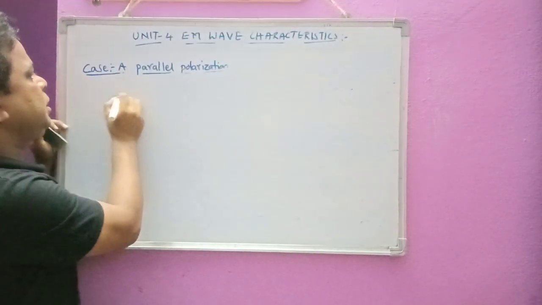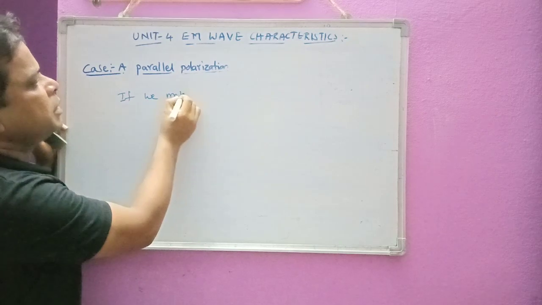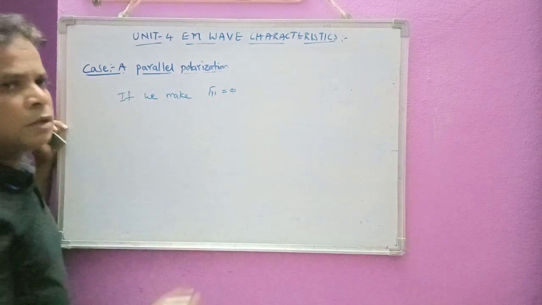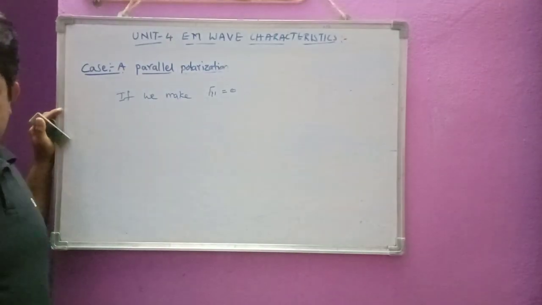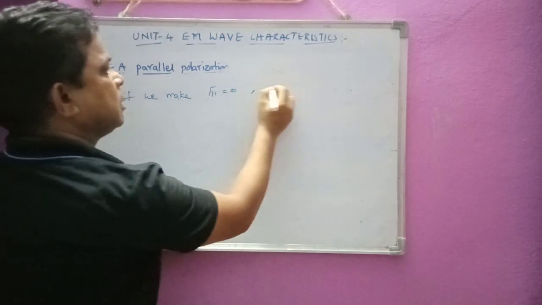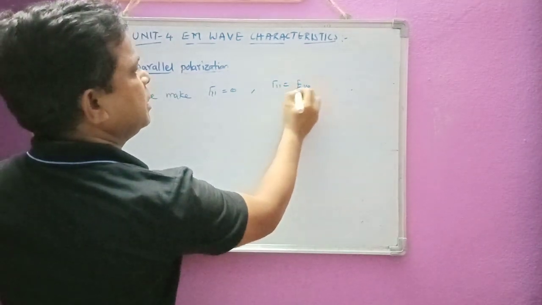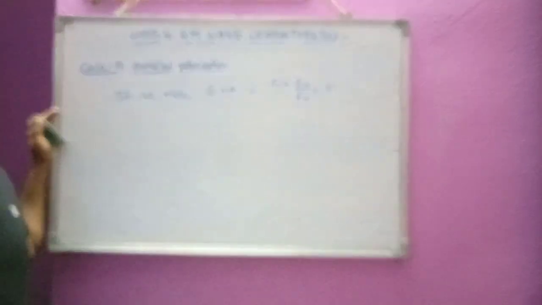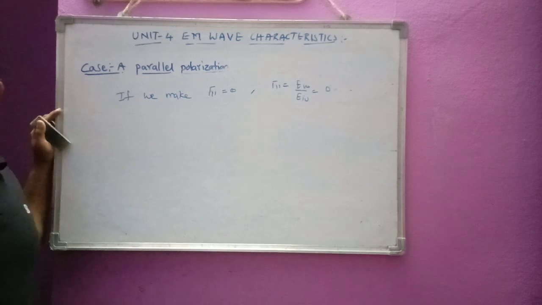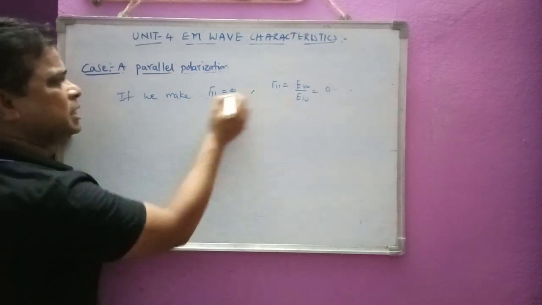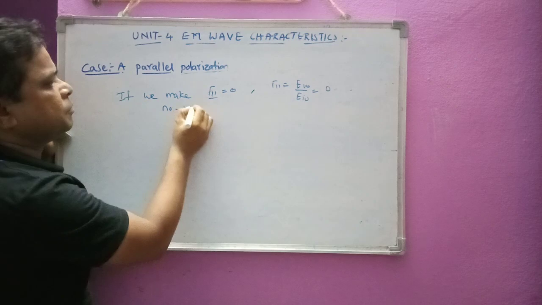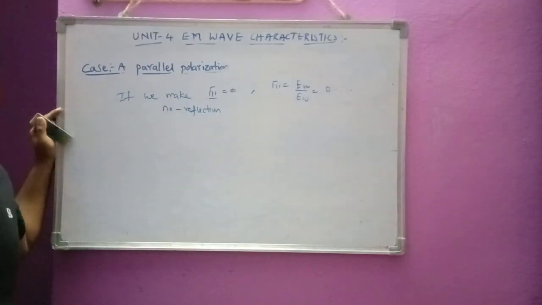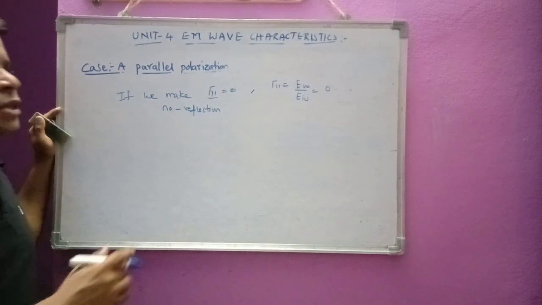Now if I make gamma parallel equal to 0, gamma parallel being the reflection coefficient, that means E r is equal to 0. I know that gamma parallel is equal to E r0 by E i0, that is equal to 0. So there will not be any reflection. We can say that at this condition no reflection is going to occur. The incident angle at which this takes place is called the Brewster angle.